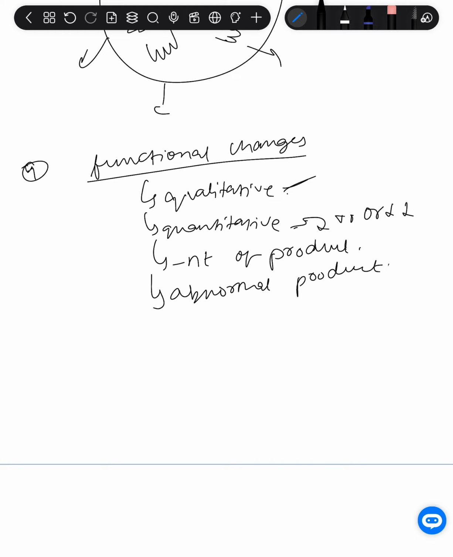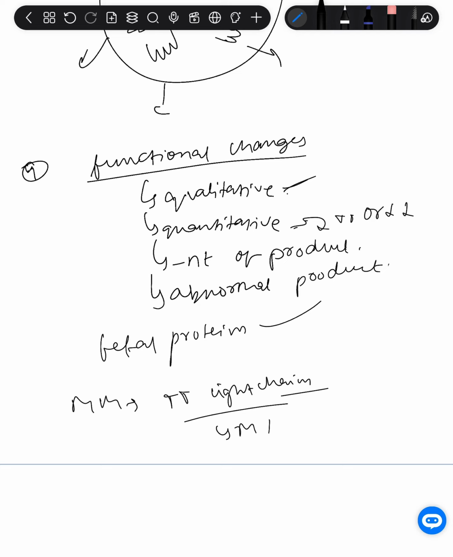What do you mean by abnormal product? Many times they can secrete fetal proteins. In multiple myeloma, there's secretion of light chains, increased secretion of light chains, which is seen as an M band. All that.